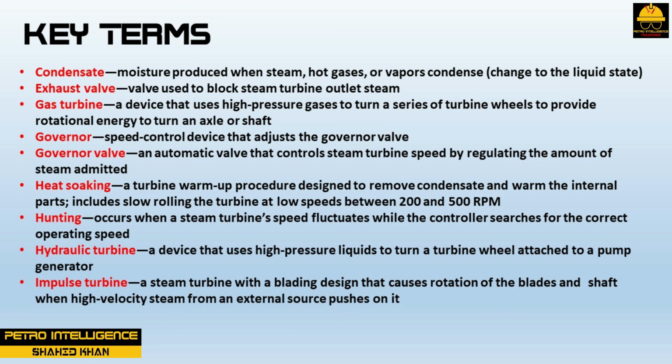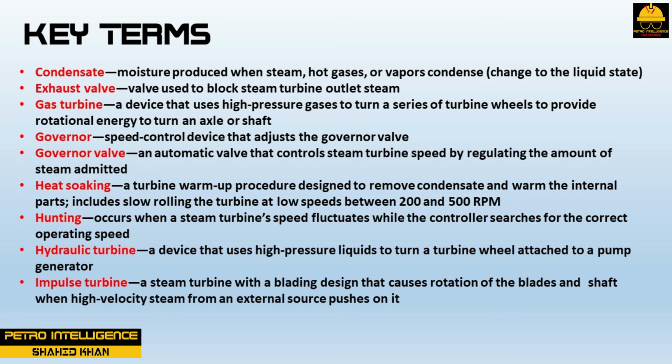Governor is a speed control device that adjusts the governor valve. Governor valve is an automatic valve that controls steam turbine speed by regulating the amount of steam admitted. Heat soaking is a turbine warm-up procedure designed to remove condensate and warm the internal parts, and includes slow rolling the turbine at low speeds between 200 and 500 RPM. Hunting occurs when a steam turbine speed fluctuates while the controller searches for the correct operating speed.